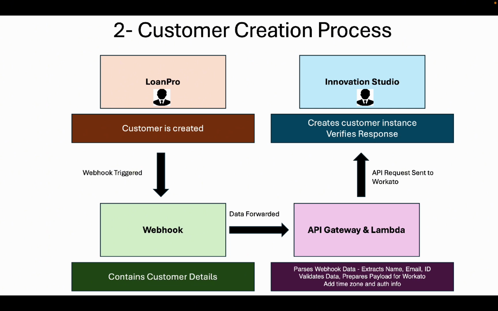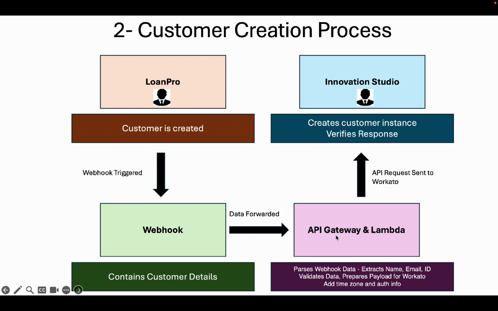An API, as you know, allows two systems to communicate with each other. I used AWS API Gateway to receive these webhook notifications and AWS Lambda to process them. And here's how it works. When a customer is created in LoanPro, it triggers a webhook that sends the customer's details to API Gateway.